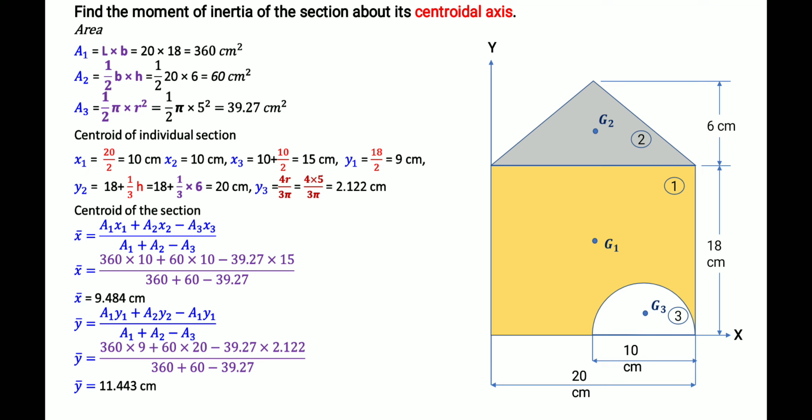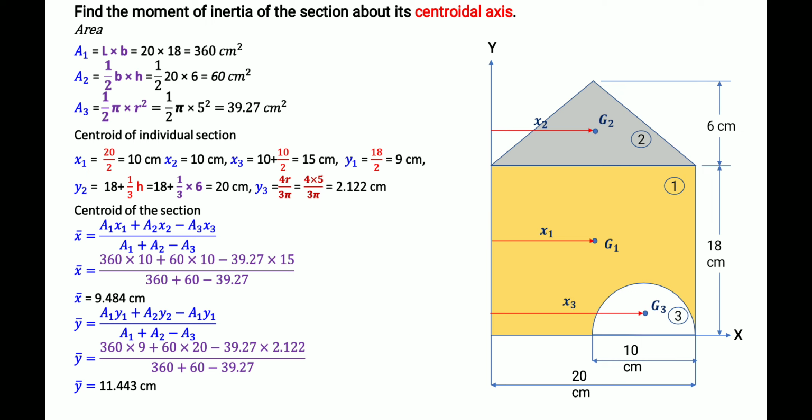In these formulas we need the values of x1, x2, x3. We take the reference axes, x axis and y axis. x1, x2, x3 are the distances along x from the reference axis to the center points. This is x1, for center point G1. The total is 20, so the midpoint means 10. Then x2, by symmetry, is also 10 centimeter. Then x3 is this distance: 10 plus 5 for the semicircle, it is 15.